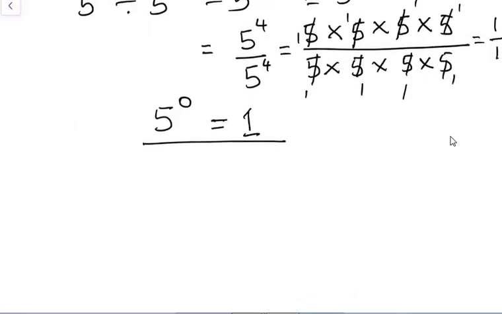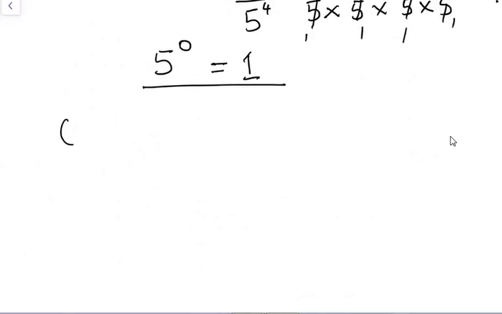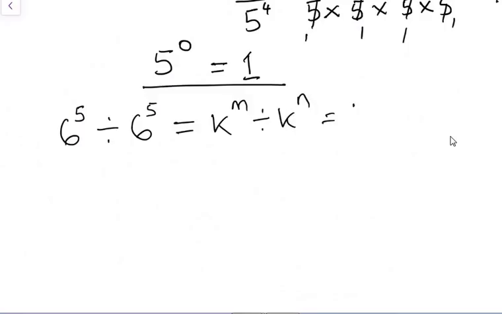Okay, let's take just the number 6. Let's say 6 raised to power 5 divided by 6 raised to power 5. Applying the second law of indices that says k raised to power m divided by k raised to power n is k raised to m minus n. So let's see how it fits in. So we have 6 raised to power 5 minus 5, and that gives us 6 raised to power 0.